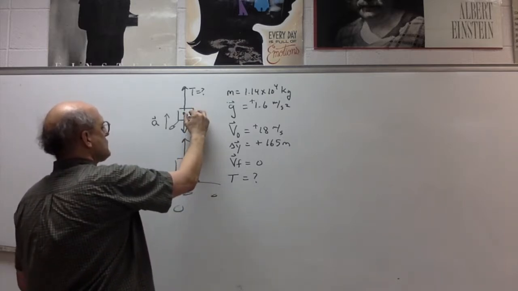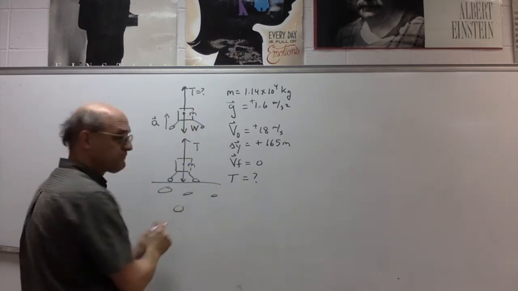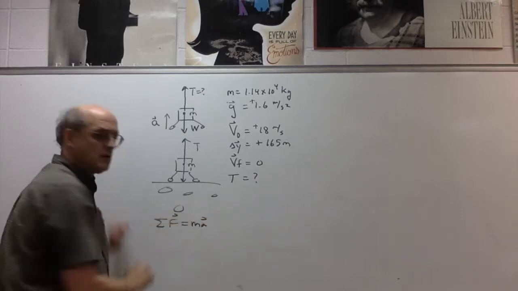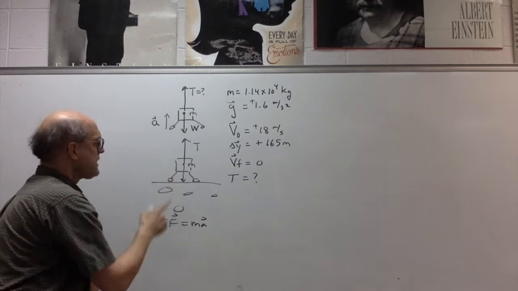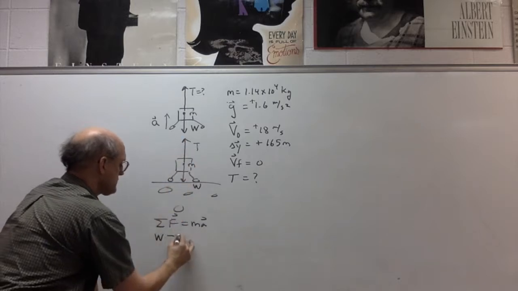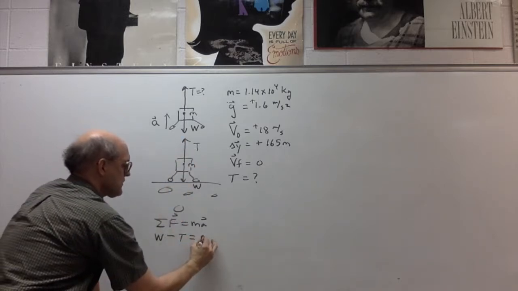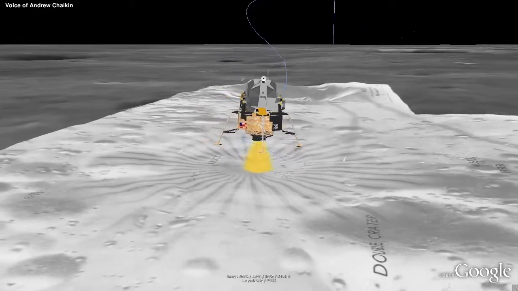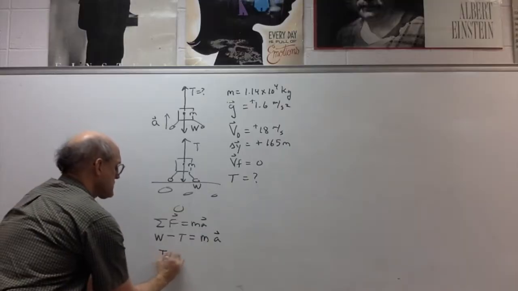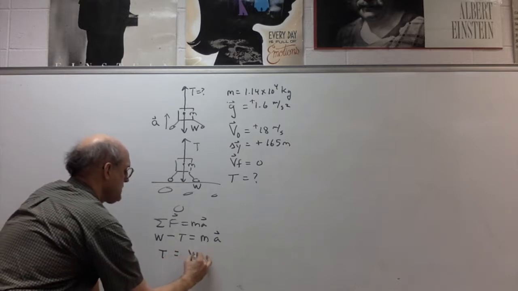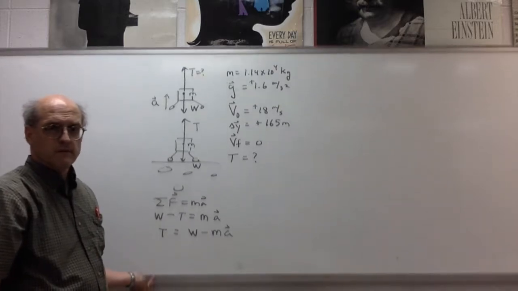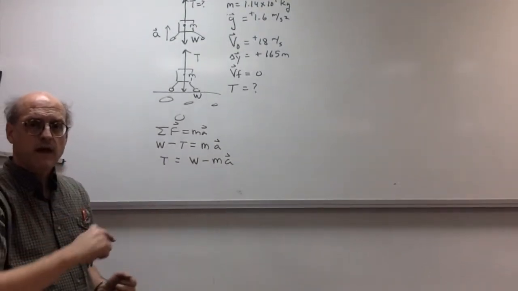So we're looking for a force, so I'm going to jump right to Newton's second law. So we have sigma F equals ma, where the net force, since down is positive, I'm going to say weight, positive, minus thrust, right, that's directed upward, is equal to the mass of the rocket times the acceleration. So the thrust then is equal to the weight of the craft minus the mass of the craft times the acceleration. Now, to find the acceleration, we go to kinematics.